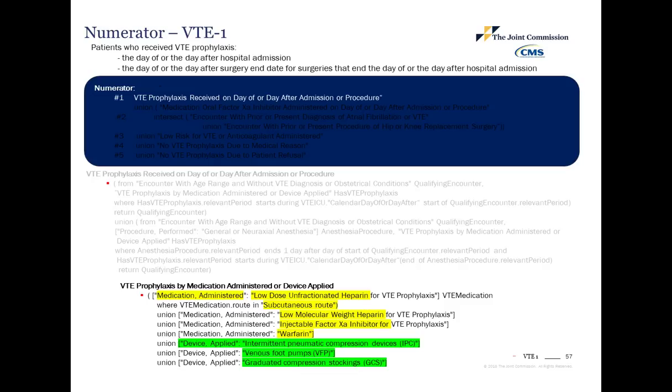We use the medication administered data type to determine if any of the 4 medications highlighted was given. One thing to note is that the low-dose unfractionated heparin must also be given via sub-Q. So we use an attribute of route here to identify that. We then use the device-applied data type to determine if any of the 3 mechanical interventions were applied. So again, if any of these interventions, whether mechanical or pharmacological, was given, then it would satisfy the logic.